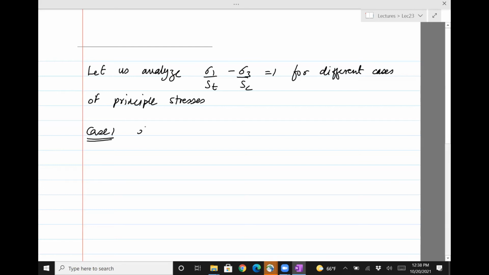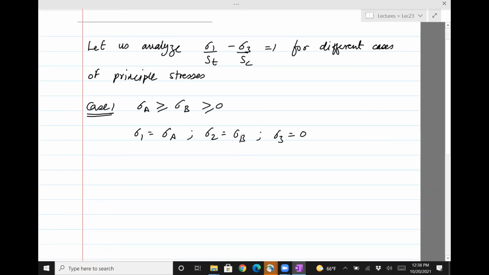So the first case is when sigma A is greater than or equal to sigma B is greater than 0. That means that sigma A and sigma B are positive, and the third principal stress is 0 clearly. So sigma 1 is the maximum stress, so it'll be sigma A. Sigma 2 is the middle one, which will be sigma B, and sigma 3 is the lowest one, so it'll be 0 in this case.